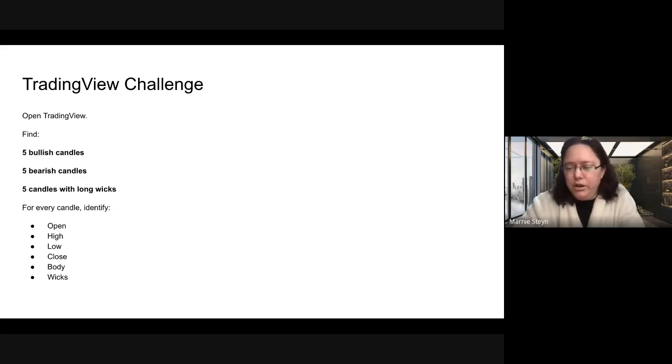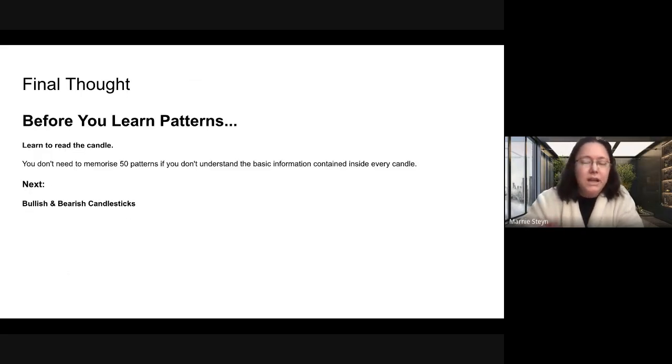So now we're going to look at what's happening. Why is it important for us to learn about candles? Before we jump into patterns, what can candles actually offer us? What can we potentially trade with only using candles? Okay, so it's important that you learn to read the candle. You don't need to memorize 50 patterns if you don't understand the basic information contained inside every candle.